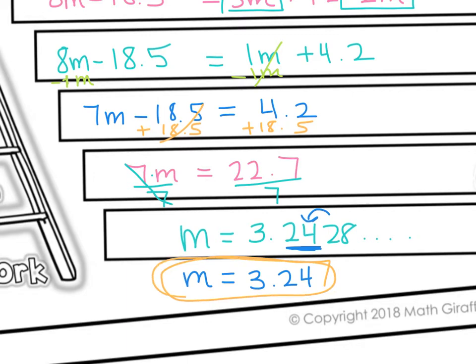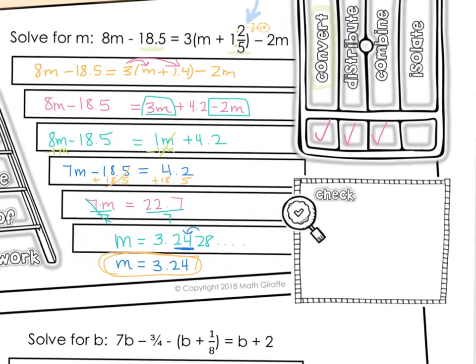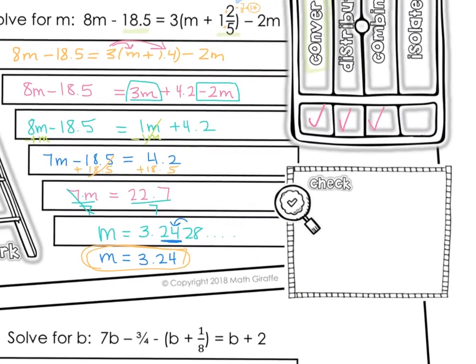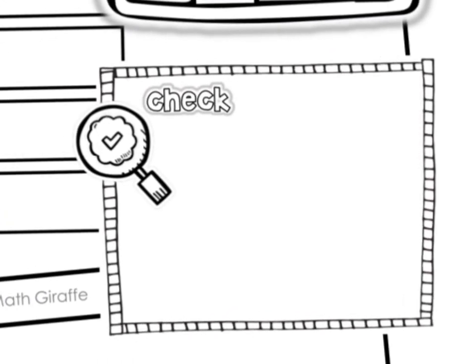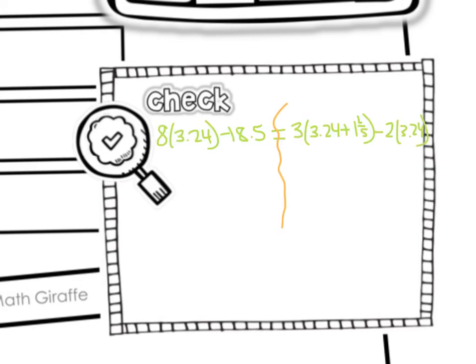We could check this work by substituting our answer back into our original problem. So I'm going to use this checkbox here and rewrite the problem. In place of m, I put 3.24. We do have to keep in mind when we're checking here that we did round our answer, so that might account for a slight difference on both sides. Then you follow the order of operations and find out what is on each side of the equation. On the left side, I get 7.24. So I multiply this and subtract 18.5 by it.